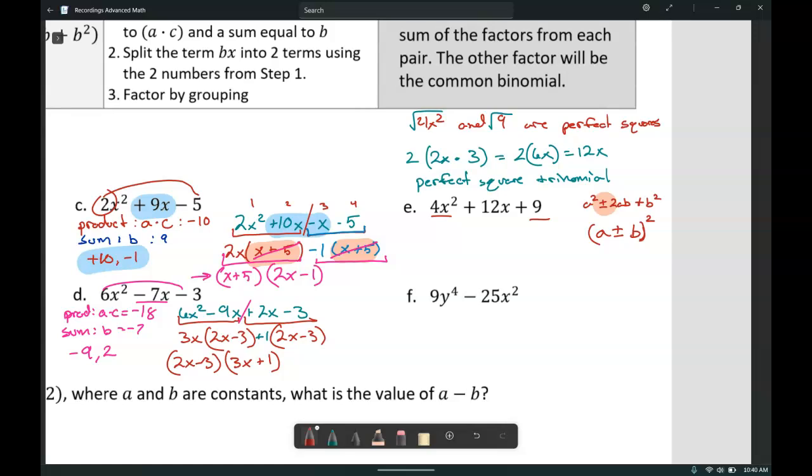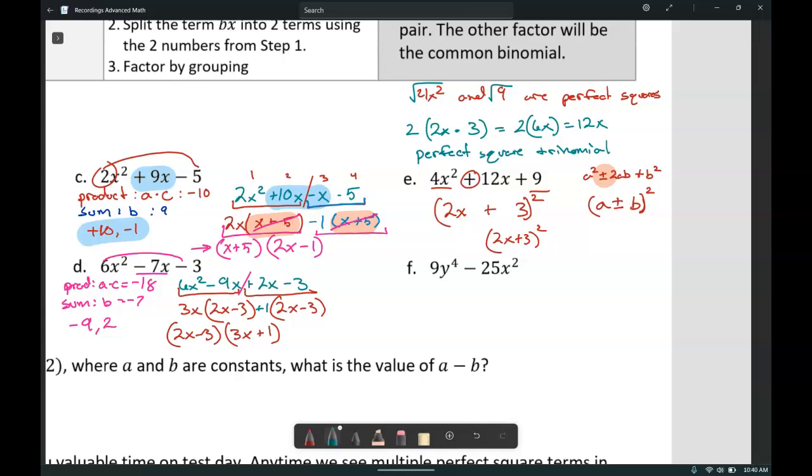So since we know that this matches the case of a perfect square trinomial, we can take the square roots, match the sign in the middle, and write it as a binomial squared. 2x plus 3 squared. Now with F, we have only two terms, and again we have something special where these are both perfect squares.